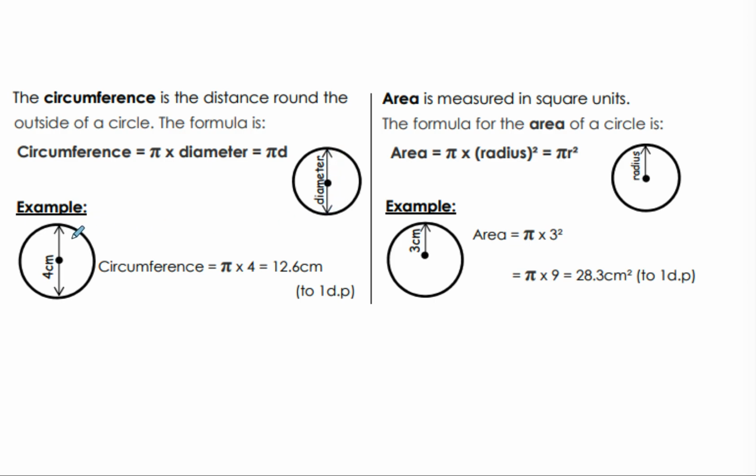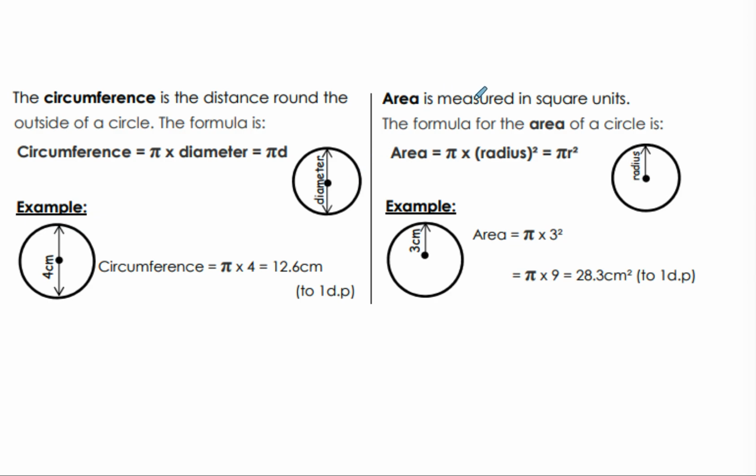So for example, if I had a diameter of 4, to find the circumference, I would do pi times 4, and then if I rounded that to 1 decimal place, that's what this means, dp, 1 decimal place, that would be 12 and 6/10 centimeters.